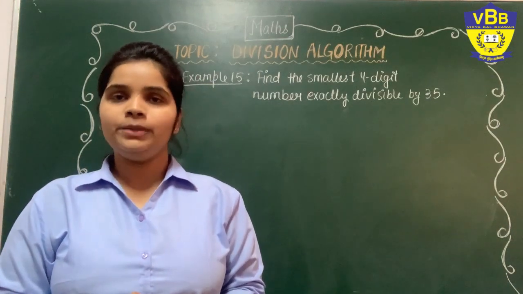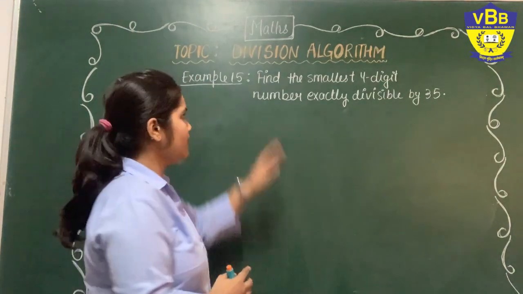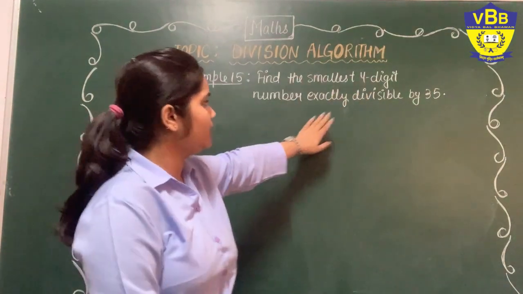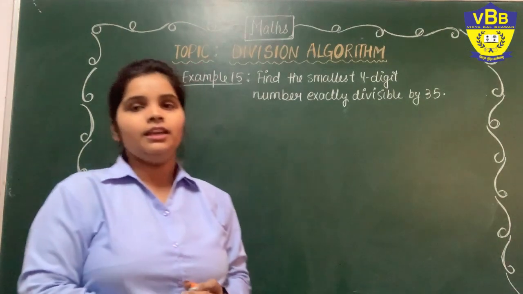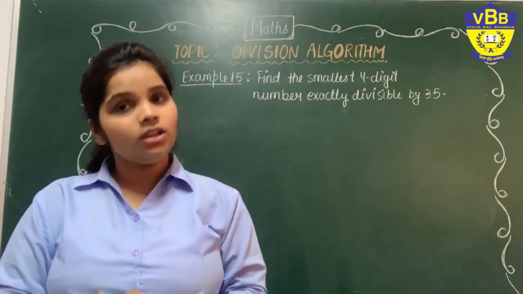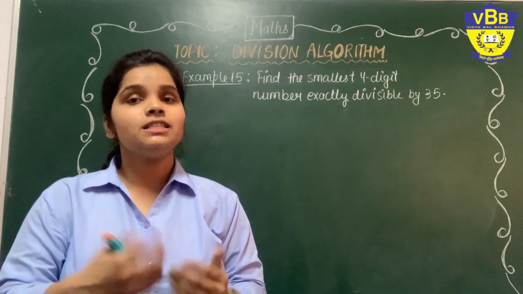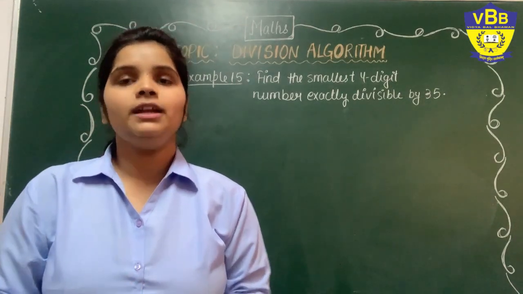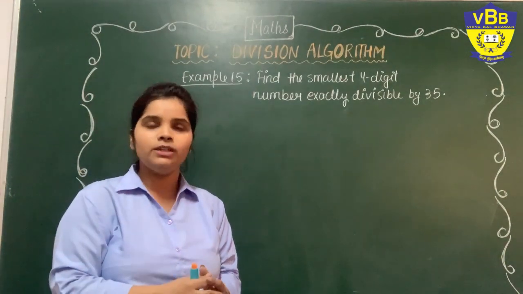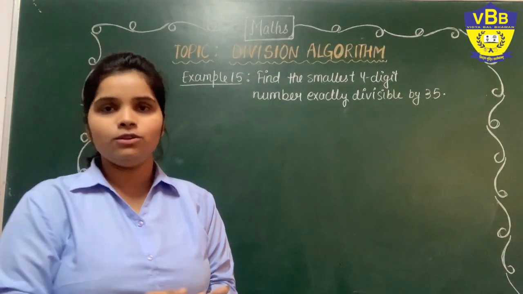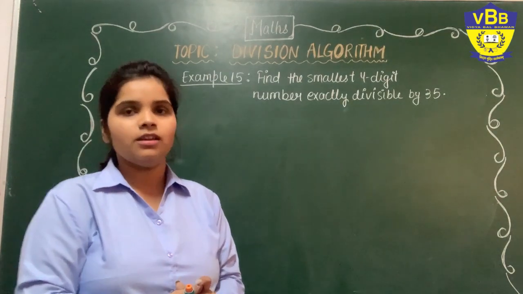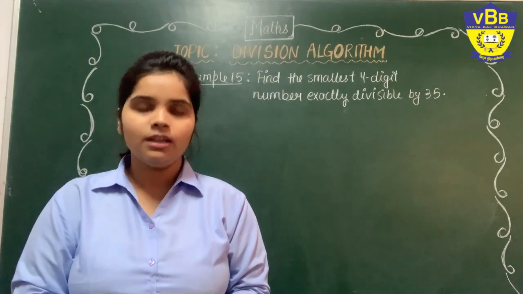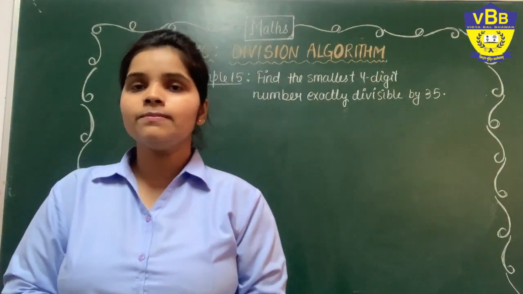So another example related to division algorithm is example 15, that says find the smallest 4-digit number exactly divisible by 35. Here in this question you need to tell the smallest 4-digit number which is exactly, completely divisible by 35. That means it will leave no remainder when divided by 35, or the remainder will be 0. So what is the smallest 4-digit number? 1000. 1000 is the smallest 4-digit number.